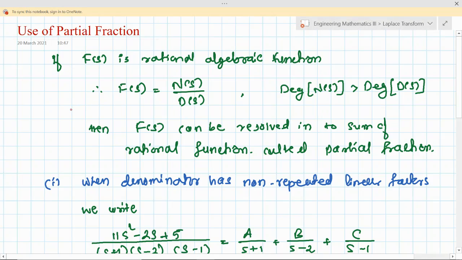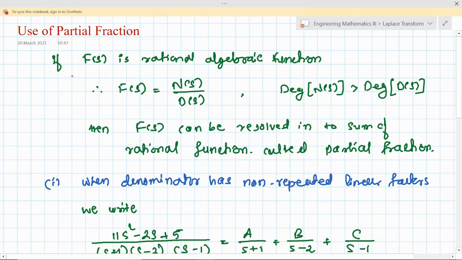Use of partial fraction here. So suppose our F of s, what is F of s? It is the algebraic function whose inverse Laplace we have to find out. It is a function in a parameter s.